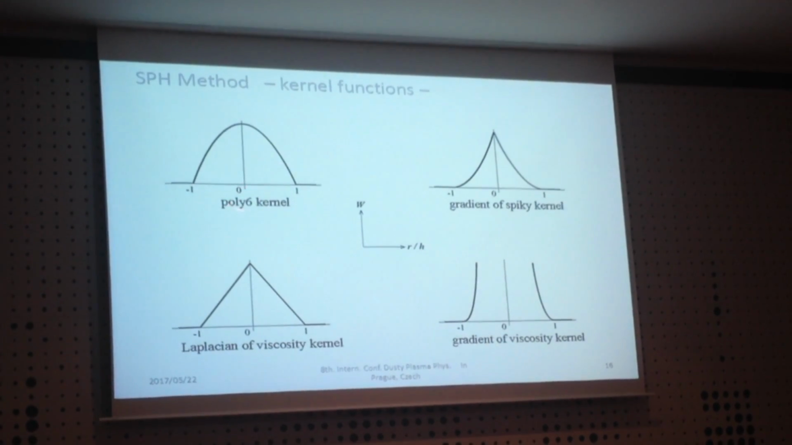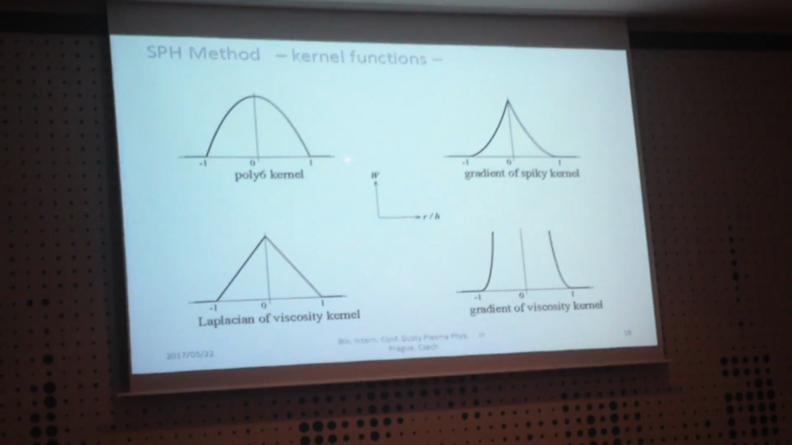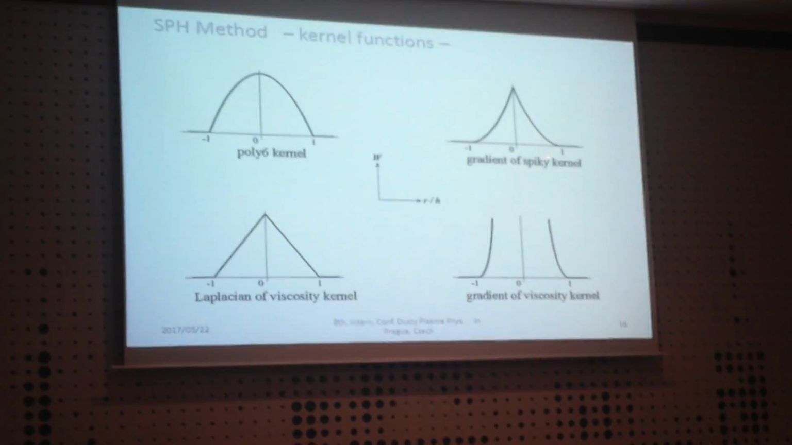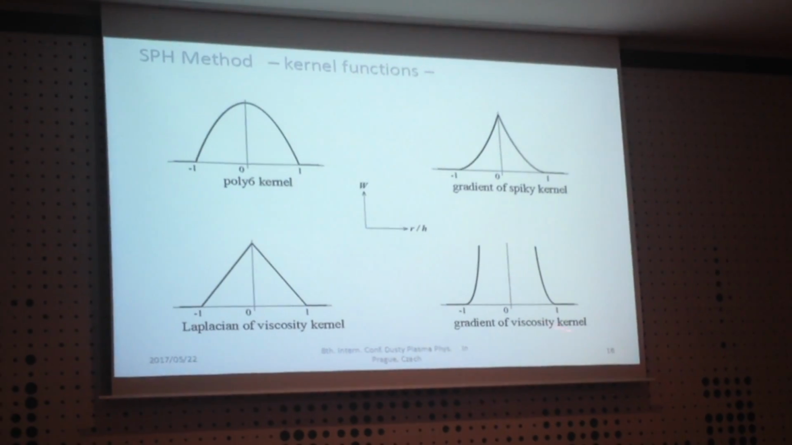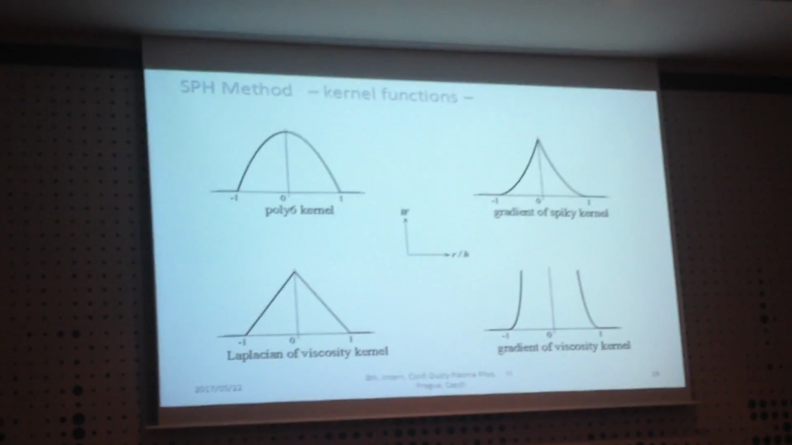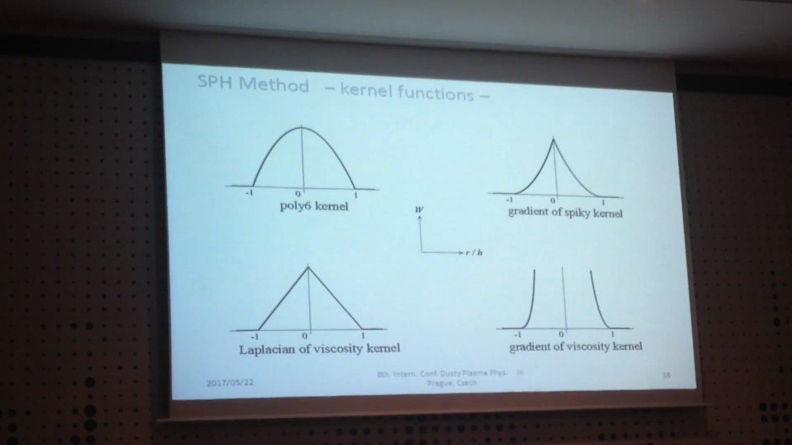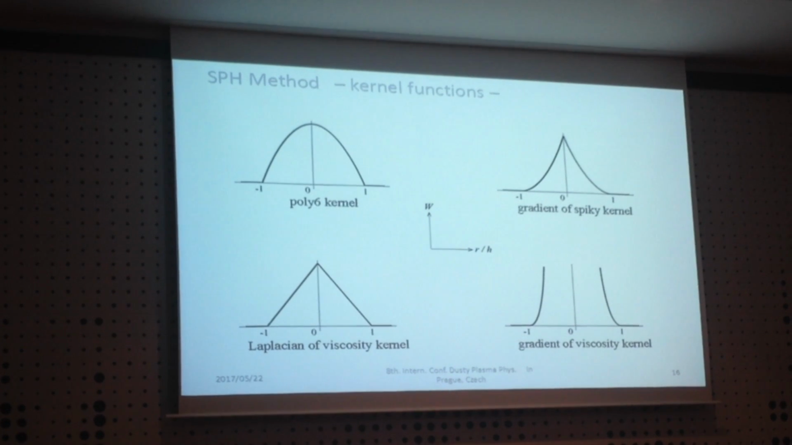The image of each kernel and its gradient and Laplacian is like this. For the poly6 kernel, the gradient is the spiky kernel, then the Laplacian of the viscous kernel and the gradient of the viscous kernel. Using these kernels and their gradients and Laplacians, I calculate the interaction between particles and the motion of the particles.